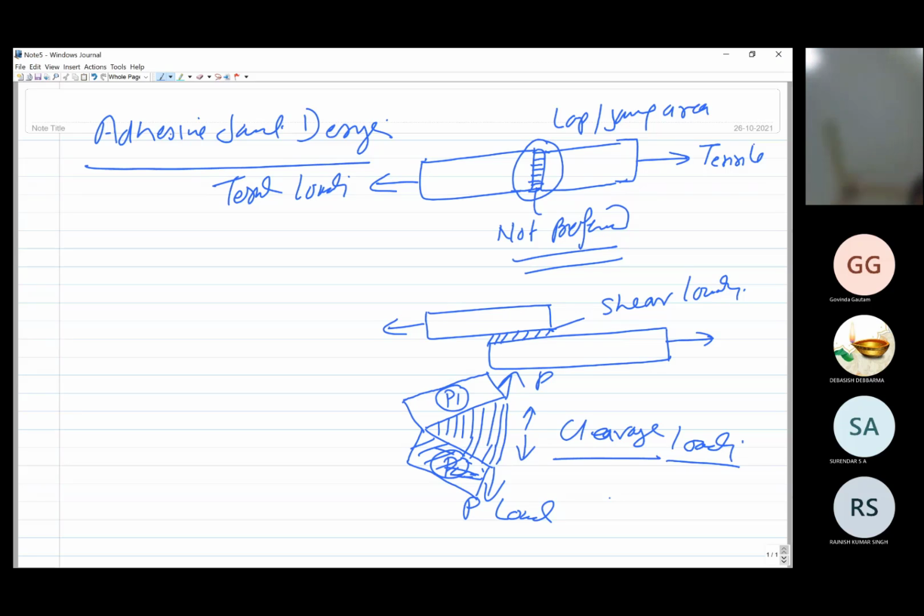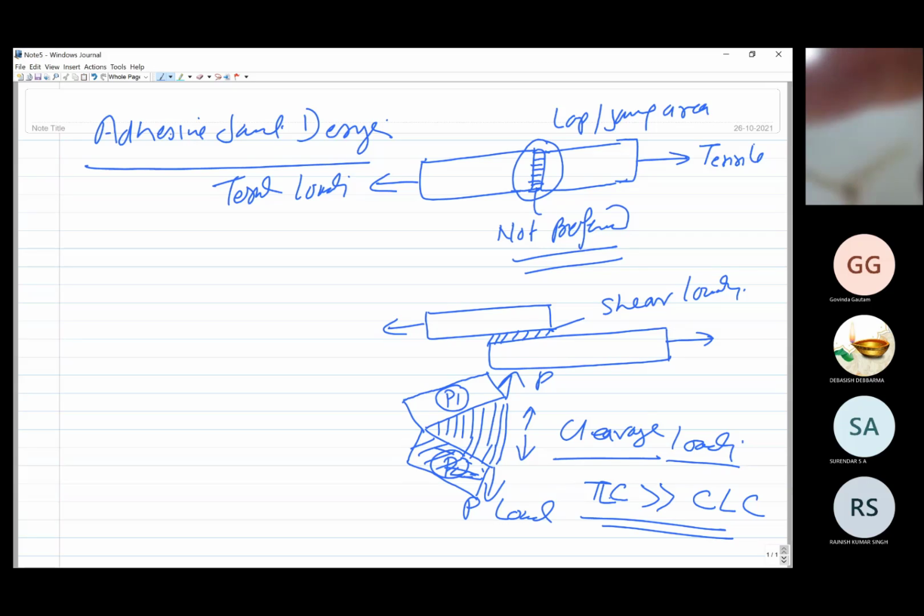For cleavage loading, as per the tensile load carrying capacity, the cleavage loading capacity is very less. So the tensile load carrying capacity is significantly high as compared to the cleavage load carrying capacity. Maybe, say, if earlier it was 40 MPa in tensile loading, then it may offer you 30 MPa, 25 MPa.